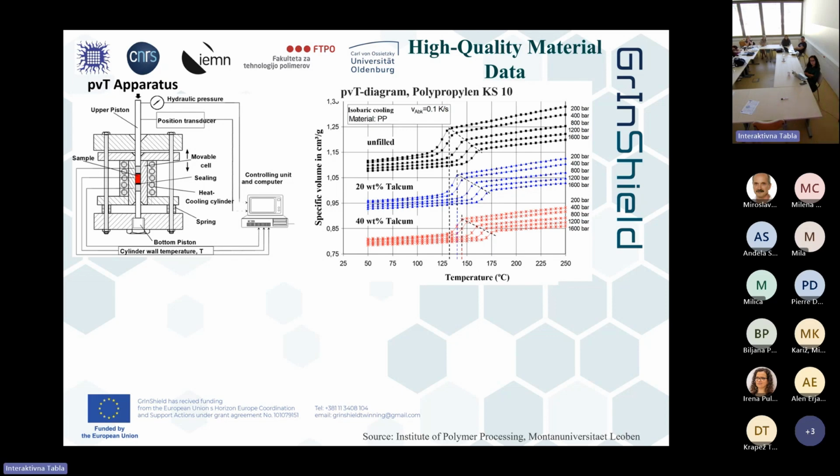And we measure this with a so-called PVT apparatus. It's a piston type machine. You have a sample, a rod. You put it in. You have the sealing here between upper and lower sealing, and then you apply the pressure. And then you start at a constant pressure to cool down this material. Then the piston goes down, down, down during the cooling.